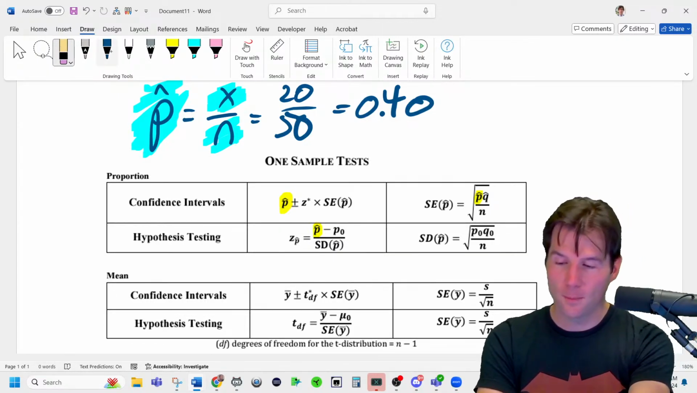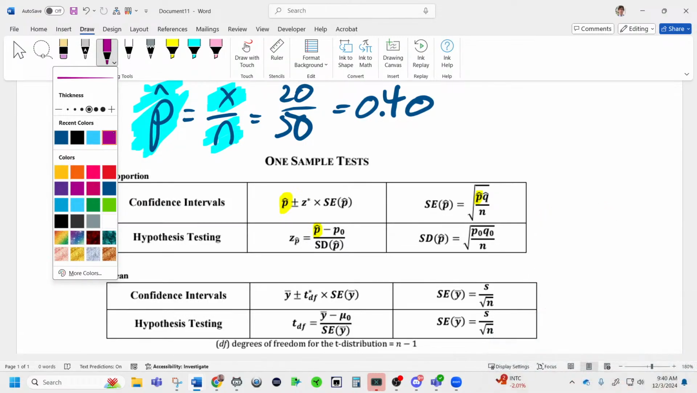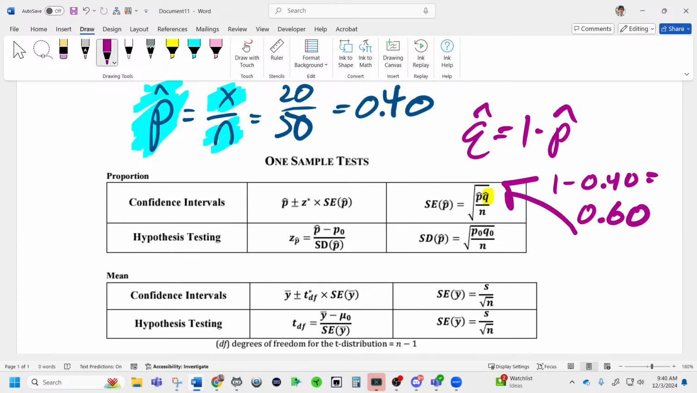How do we find Q hat? Q hat is the complicated formula, 1 minus P hat. This means Q hat is the complement of P hat. I sarcastically said complicated formula, but all you have to do is 1 minus P hat. So you just say 1 minus 0.40 is equal to 0.60, and that's what Q hat would be equal to right there.